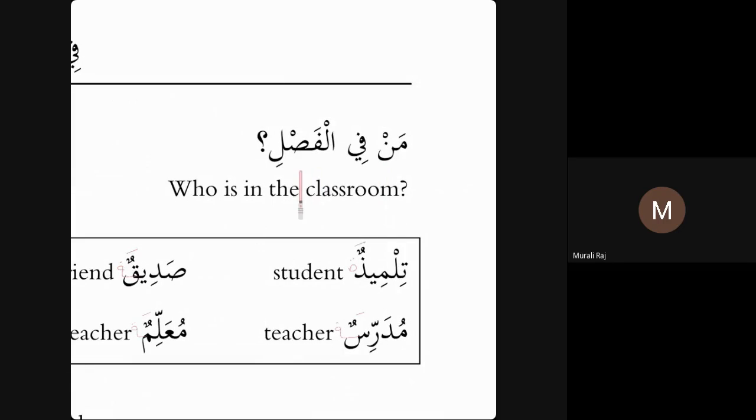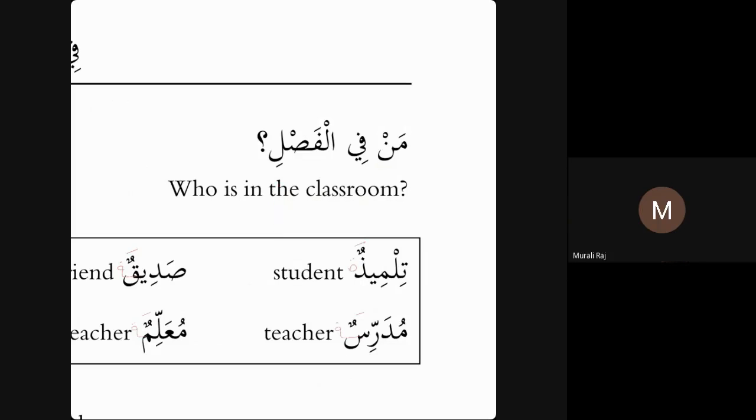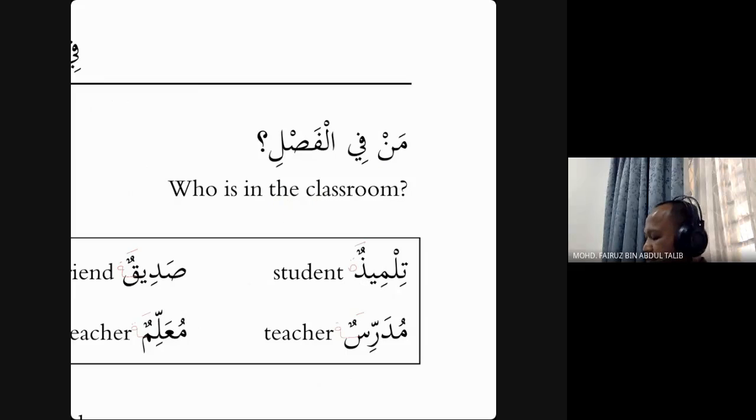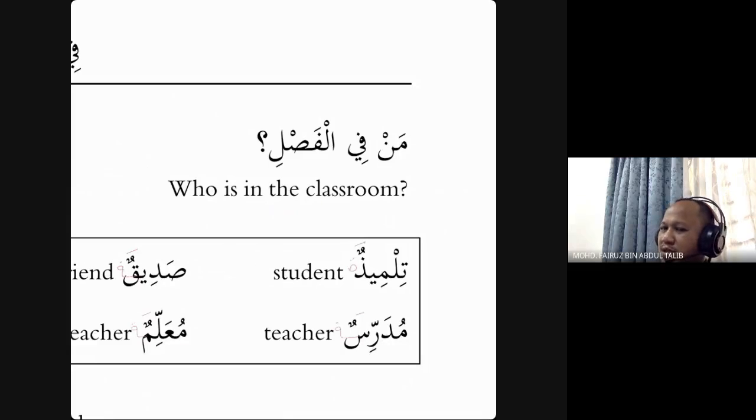Fil fasli ustazun. Fil fasli ustazun wa zamilun. Good. If you have another person, you can add wa. You can use wa as many times as you want. Fil fasli ustazun wa zamilun wa mudarrisun wa muhadirun, and so on until the end. So there is no limit for you to use wa.